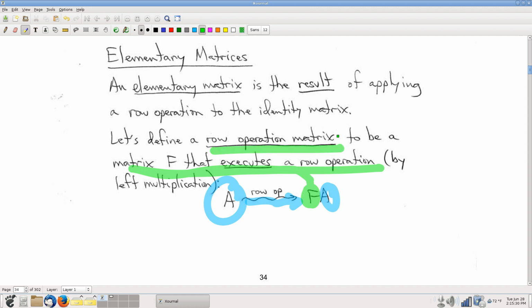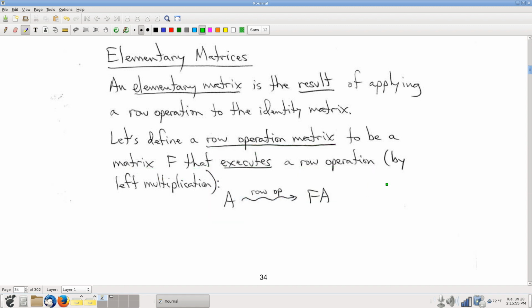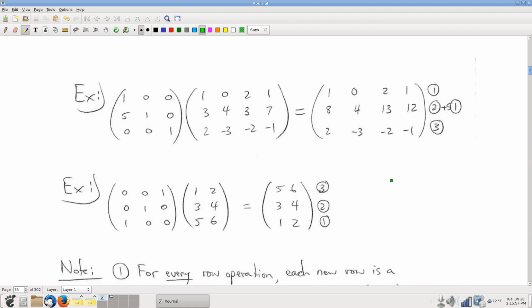Okay, now a very reasonable complaint that a student might make at a time like this is, how do you know that such a thing exists? Right? We can't just say, oh yeah, the thing that does this powerful thing, maybe there is no such matrix. How do I know that left multiplication can always be done in such a way as to execute a row operation? It's really not immediately obvious. All right. So I want to give you some examples.